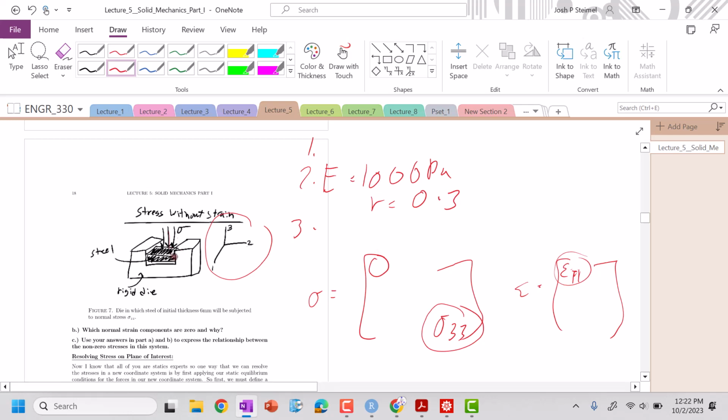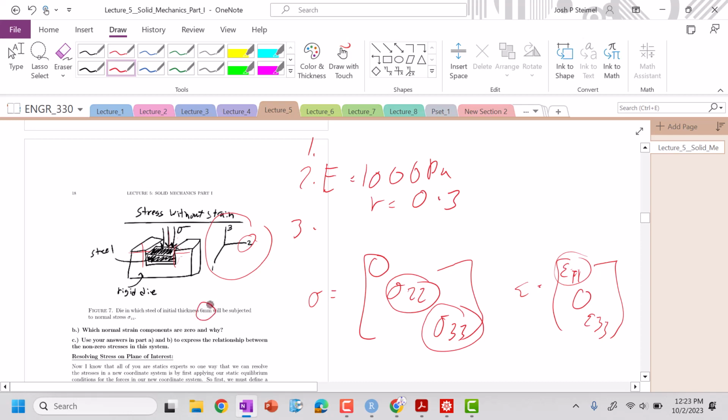When I push down, the material should want to expand out, but it's being constrained, so there is stress in the 2-2, and it should most likely be negative as well. Is there strain in the 2-2? No, because there's no change in length. If there's no change in length, there's no strain, so the strain in the 2-2 is 0. And finally, there will be strain in the 3-3, and it should be negative. Now, do we know the strain in the 3-3?